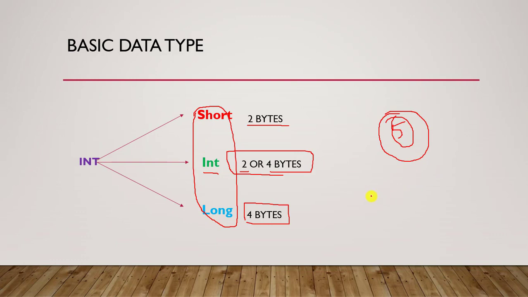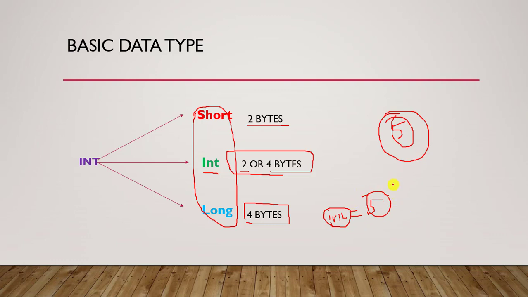For example, if you wanted to declare the value as 5, this one can be stored in the int type. This is an integer value, right? So if you wanted to just store these small numbers, you can use the keyword int, because it just requires 2 bytes or 4 bytes based on the compiler that we use.